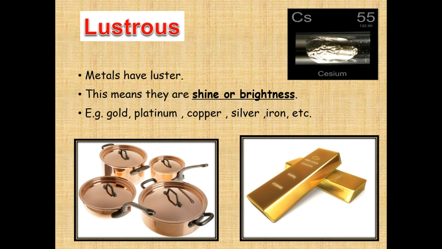Now we will go into detail on each property, like luster. Metals are lustrous, which means they are shiny and bright. Gold and silver, which we generally see in jewelry, are very shiny. Calcium is also shiny. At home, you can see that steel vessels and other vessels are shining because they have the luster property.